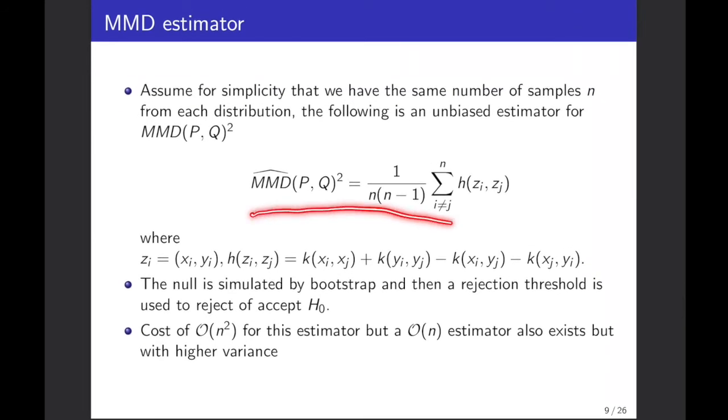We'll use this thing here, which is based on the kernel evaluated at the points we've observed. So for our test statistic, we use the bootstrap to work out the test threshold and reject or accept our null hypothesis if it is above or below the threshold. The computational cost of computing this is O(n squared), where n is the number of samples, but there is an O(n) estimator, though it has higher variance, so lower test power.